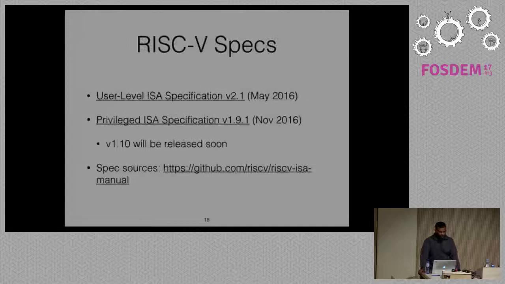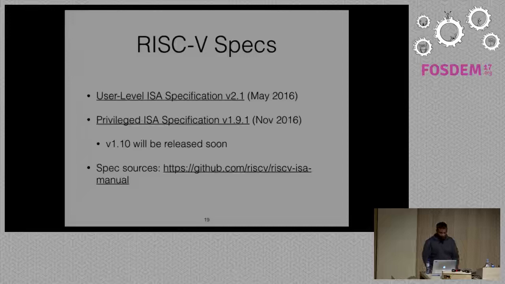The privileged ISA specification is in version 1.9.1. The privileged ISA is the interface that the OS and firmware use. This is actually in development, so version 1.10 will be released soon. If you want to look at the specification sources, the actual LaTeX sources for these specifications, you can find them on GitHub as well, because it's an open standard.